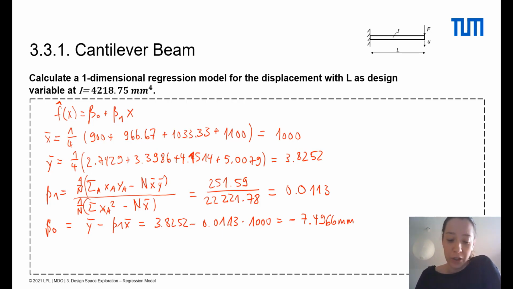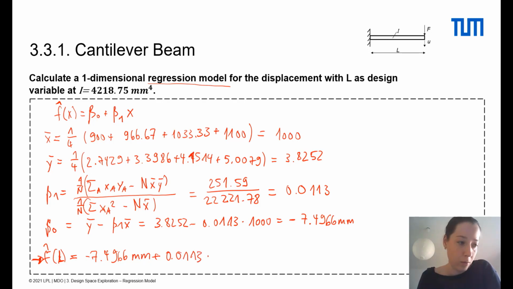So we got the coefficients now, but the task was to calculate the regression model. So it's actually an important last step to write down the regression model. F of x, or in this case we can write f of L, is minus 7.4966 millimeters plus 0.0113 times L.